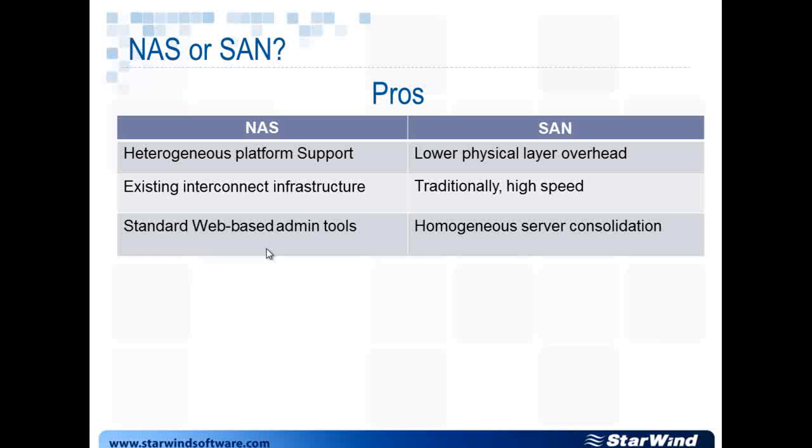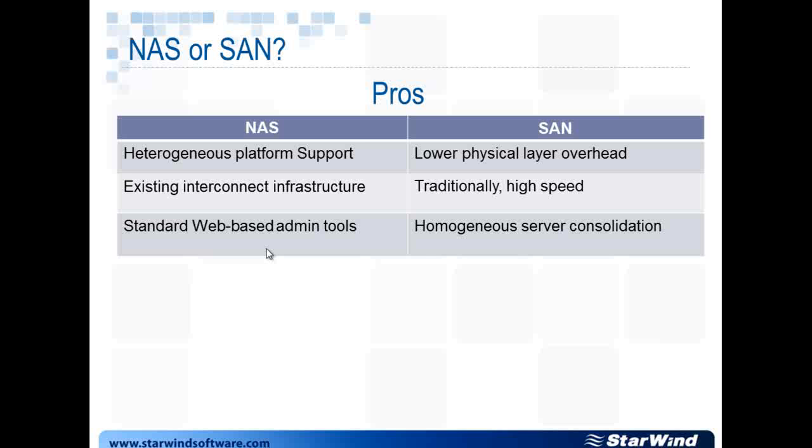Okay, now about the SAN. The first two pluses are attributed to the fact that SAN was developed for high-speed environments. Lower physical layer overhead and traditionally high speed, you're getting them both when using SAN. You can also see homogeneous server consolidation as a plus. This means that if you have two servers that have the same operating system and approximately the same hardware, you can combine them into the SAN storage.